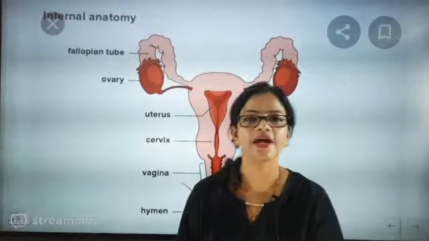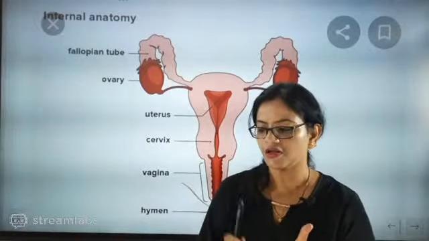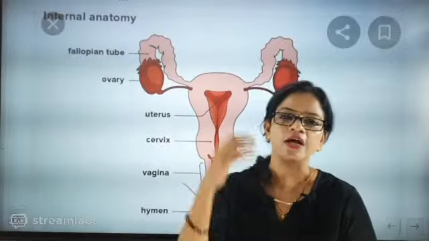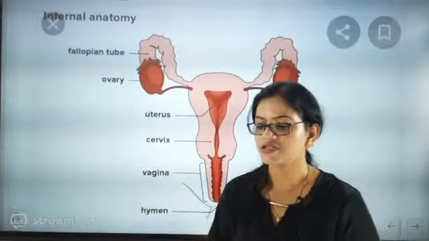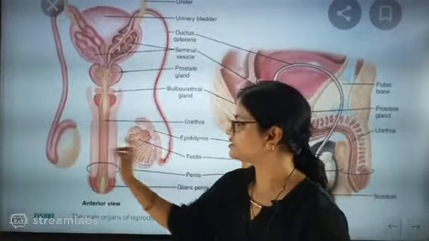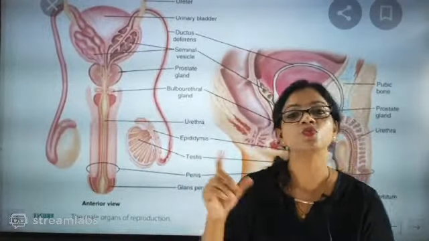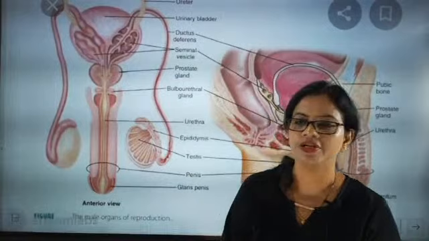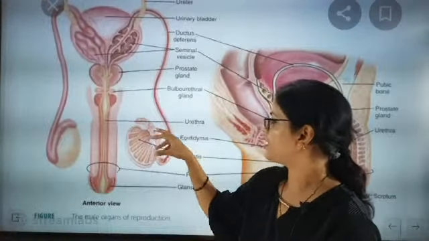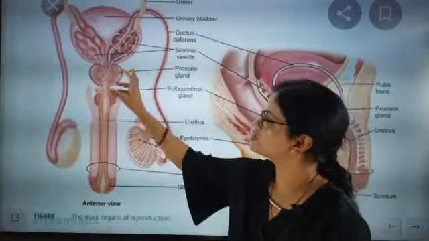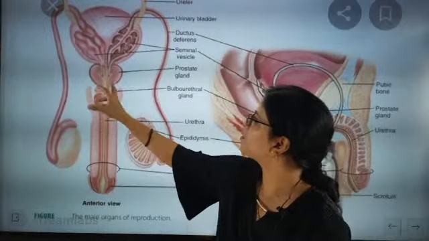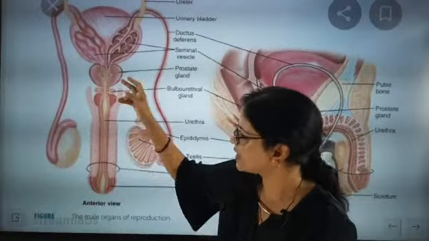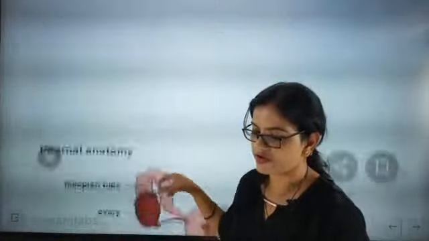Now we understood the main parts. The male parts are there. Testis is there, then the duct region, which consists of the epididymis. The testis is present in the scrotum. Its temperature is 2.5 degrees below the male body temperature. Then there are the prostate gland, seminal vesicle, Cowper's gland, and the penis. The penis is divided into two parts.